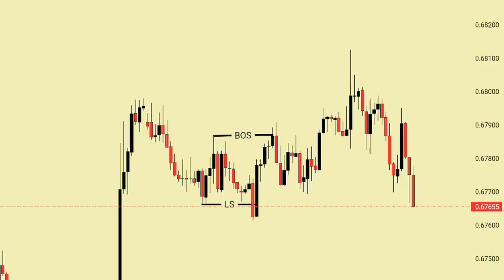So at this point in the chart, we have two confirmations. The structure is bullish and liquidity has been taken. This combination increases the probability of a high-quality long setup.